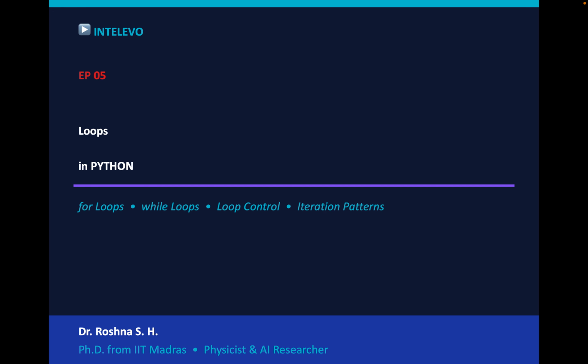Today, we will explore two main types of loops, for loops and while loops. We will see how they work, when to use each one, and real world patterns that professional developers rely on every day.